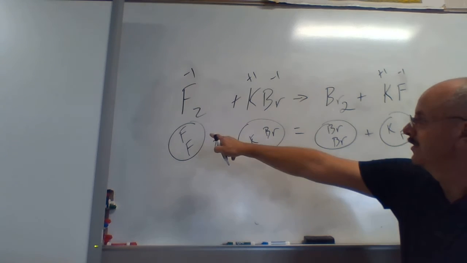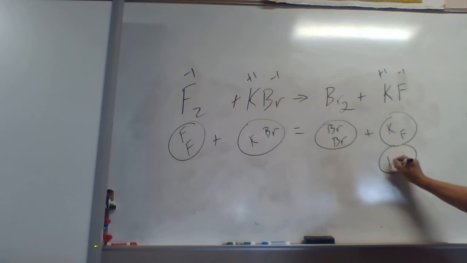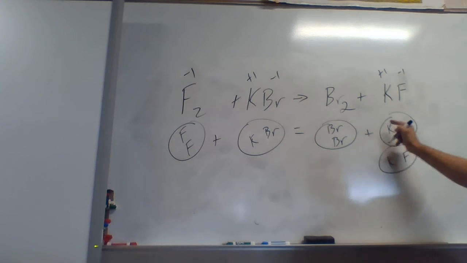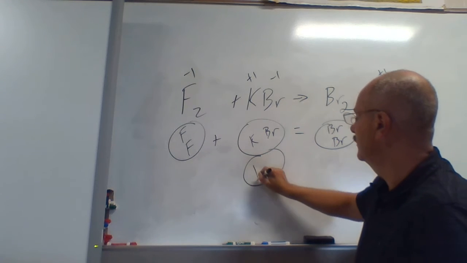So we'll start with the F's. There's 1, 2. I got 1 over here, so I need another one. So that gives me 2 F's. K's, I got 1 K, I got 2 K's. I need another K.